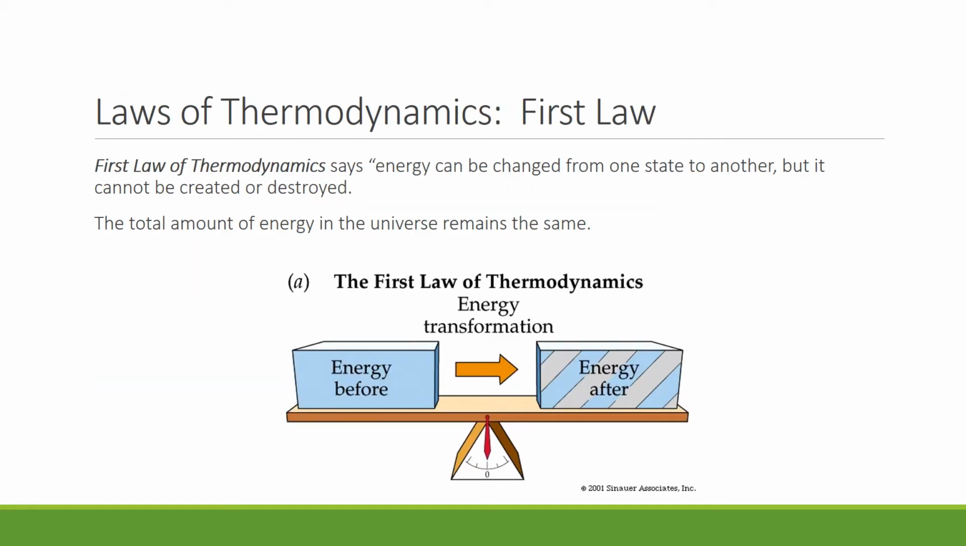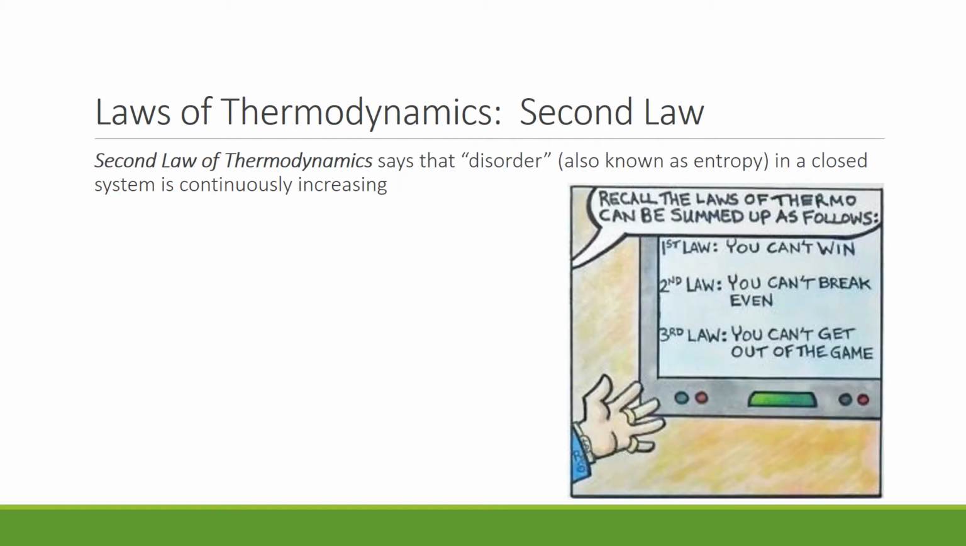There are laws that govern energy, and they are known as the laws of thermodynamics. The first law of thermodynamics says that energy can be changed from one state to another, but it cannot be created or destroyed. So that means that the total amount of energy in the universe will remain the same. Take a look at the diagram below, and it may help you to understand it a little bit better. The second law of thermodynamics says that disorder, also known as entropy, in a closed system is continuously increasing.